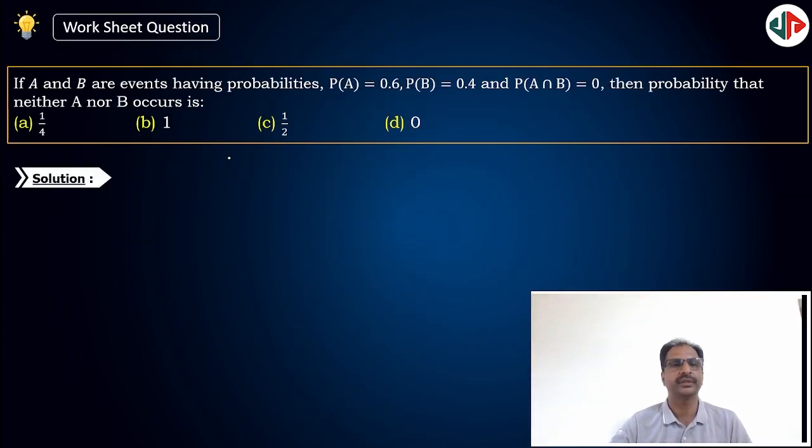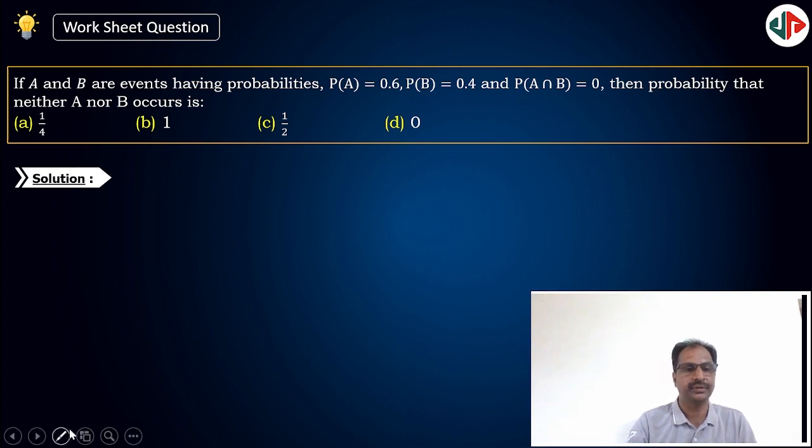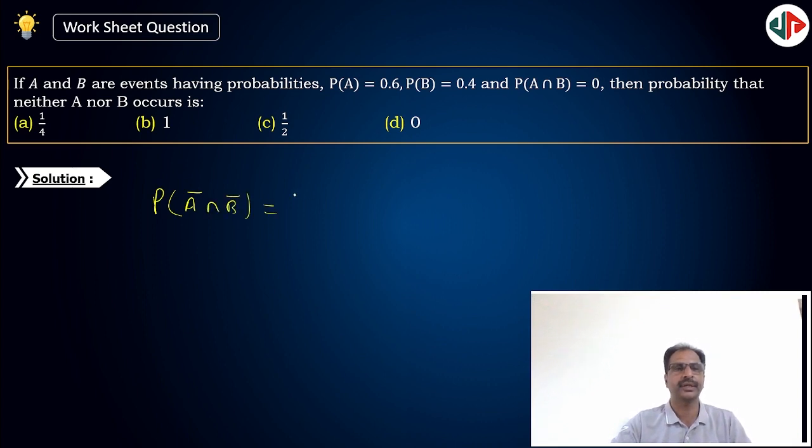Question: A and B are events having probabilities P of A 0.6, P of B 0.4, P of A intersection B 0. Then the probability that neither A nor B occurs means A should not occur, A bar, and B should not occur, B bar. This is the required probability. Neither A nor B occurs means A should not occur and B should not occur, and means intersection.